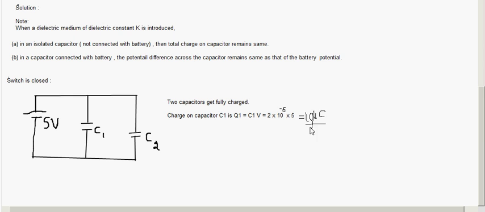Similarly, the charge on capacitor C2 is Q2 equal to C2 into V. The values of C2 and V are the same because they are identical capacitors, so you don't have to calculate twice. You can write that they are the same. So the charge on each capacitor is 10 microcoulomb. This is the first case.